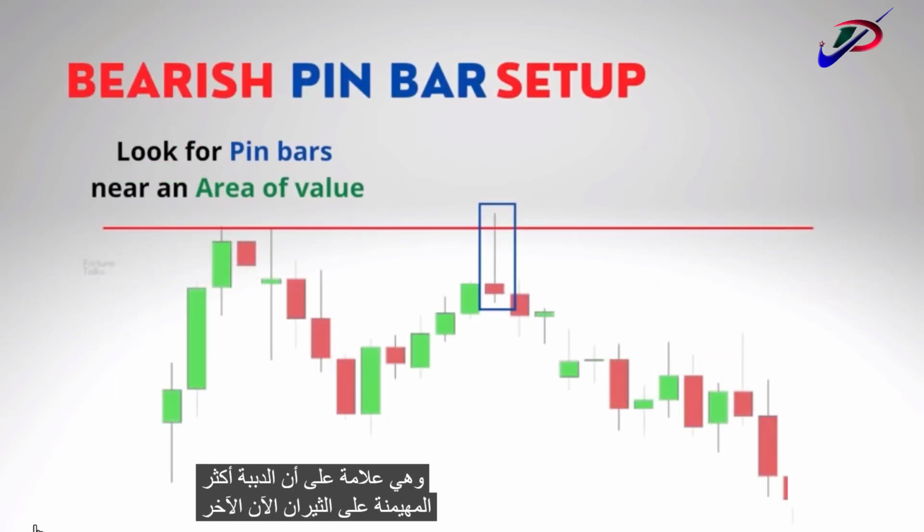Now, the other great time that you will find high probability trades with this candlestick in addition to a trending market is when the price is rejecting a level in the market that is of importance or an area of value.